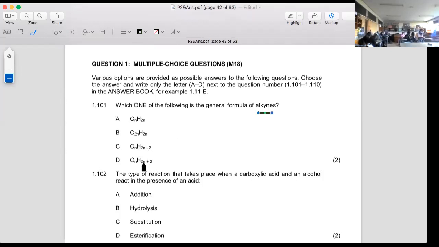So there's your alkane, CnH2n+2. There's your alkene, CnH2n. The alkyne is CnH2n-2. So it's this one here.